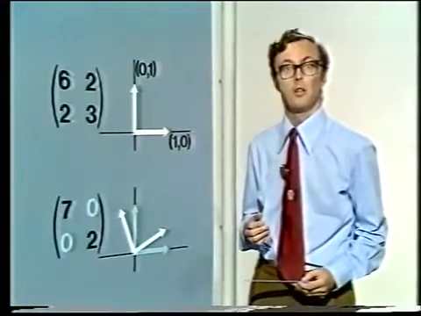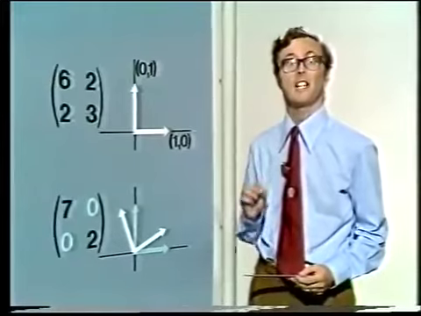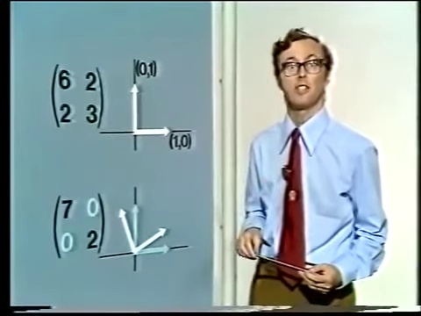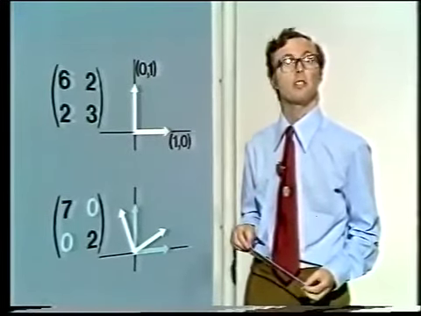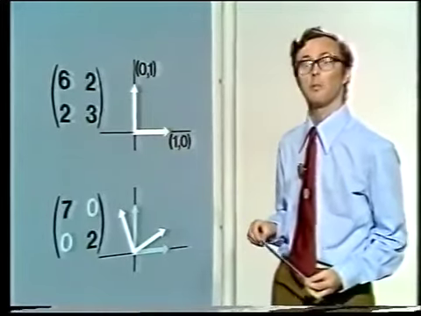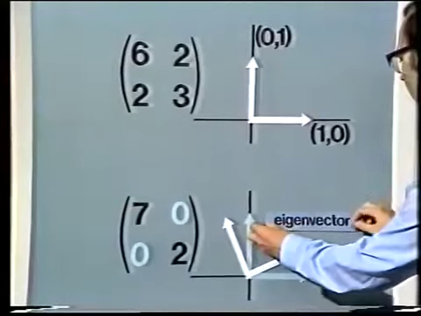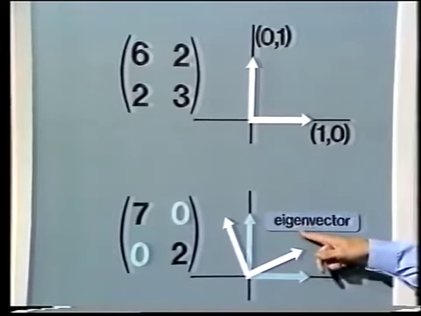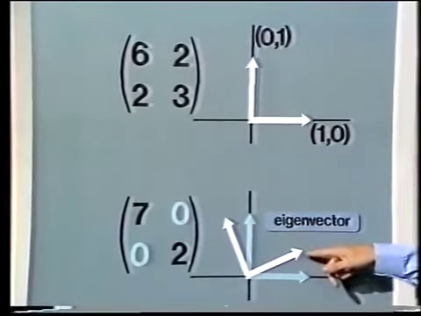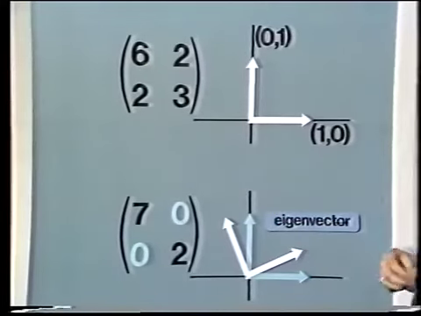So that's the clue. Whenever we have a diagonal matrix, each basis vector gets mapped to a multiple of itself. And we have a special name for vectors like that. We call them eigenvectors. The name eigenvector comes from the German word eigen, meaning own, because each vector like this gets mapped to a vector in its own direction.